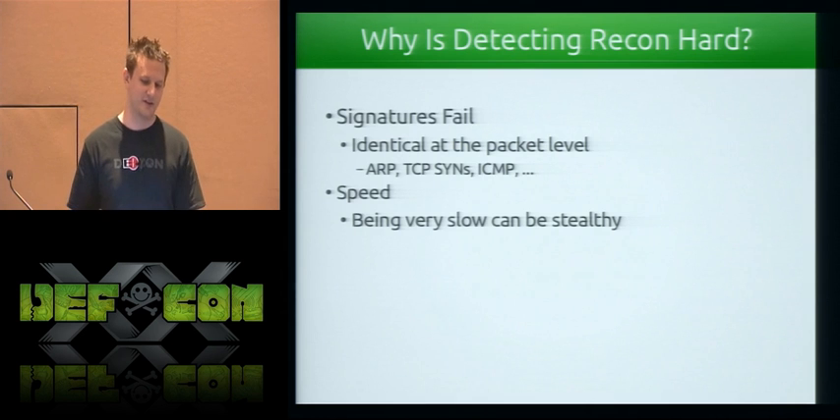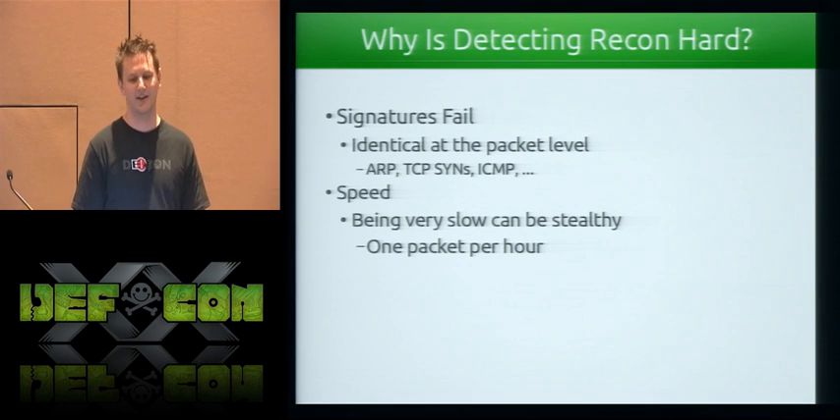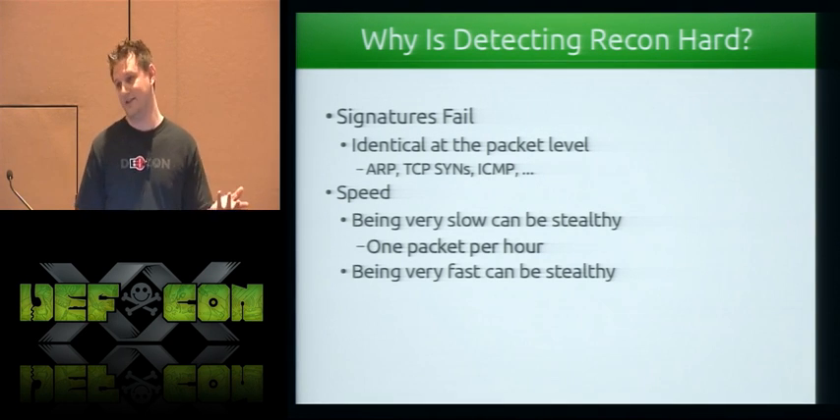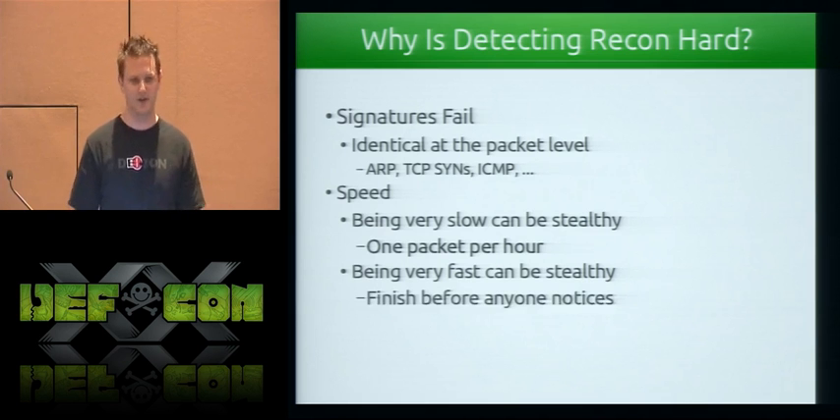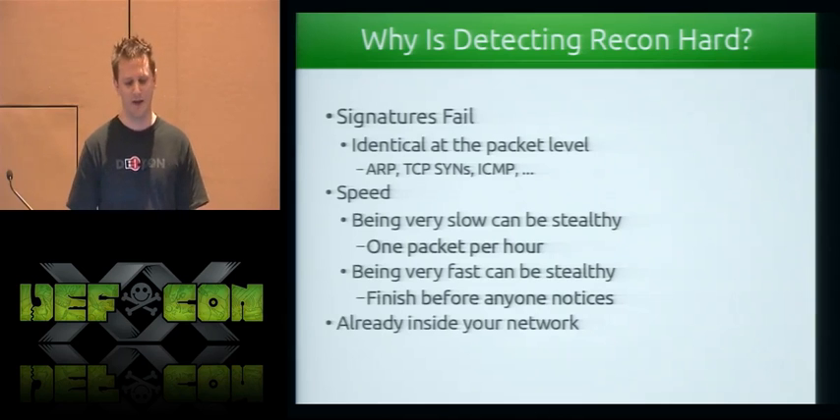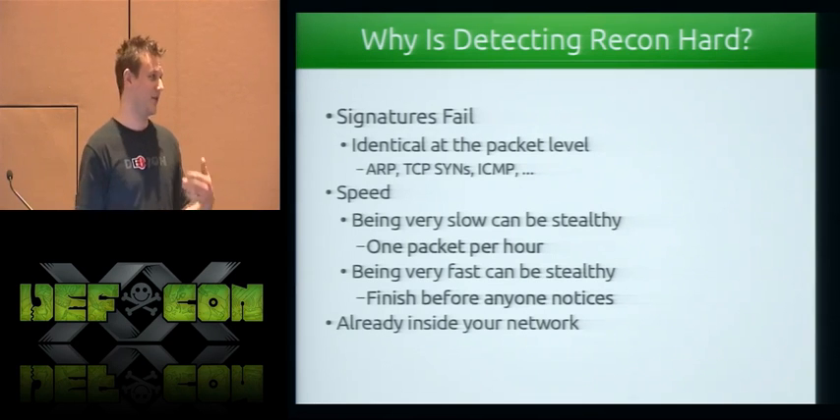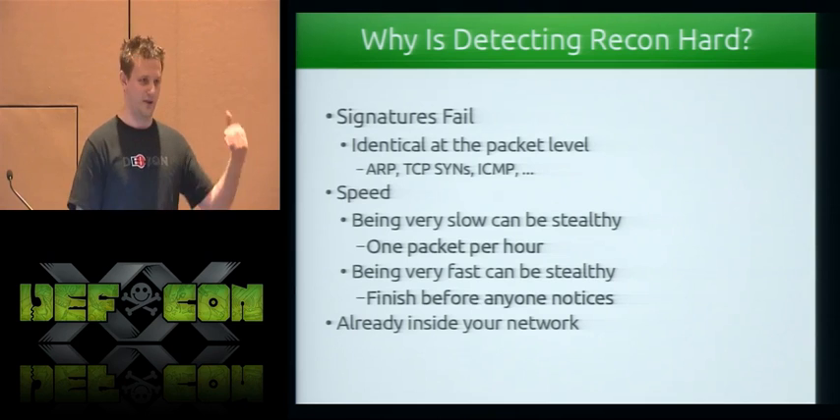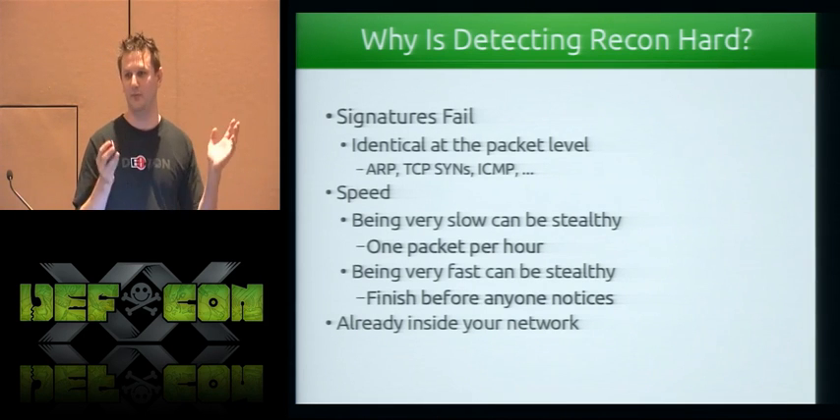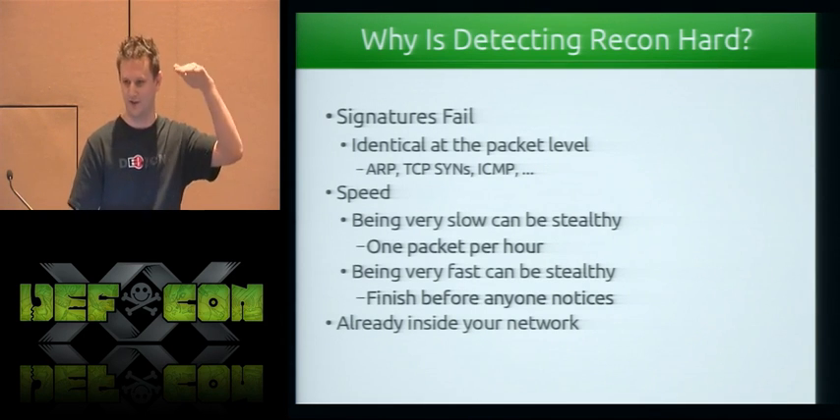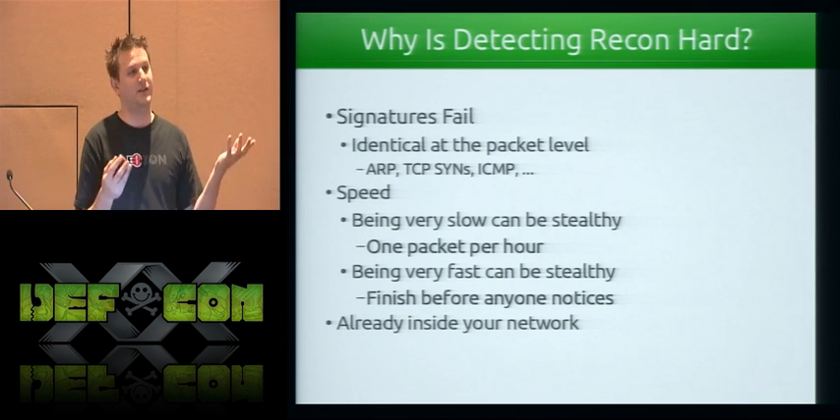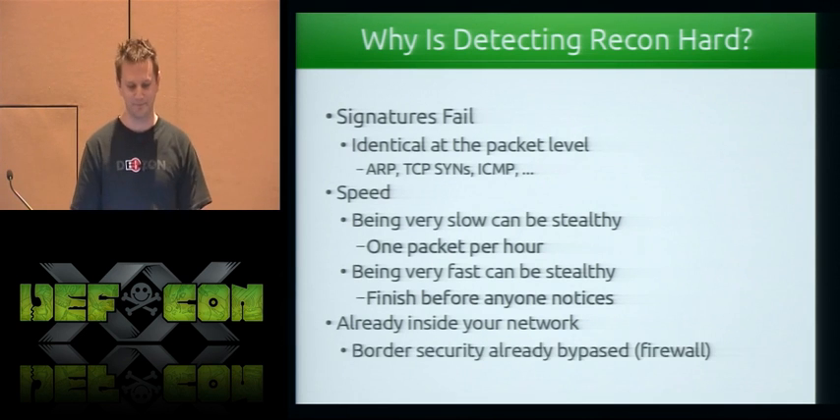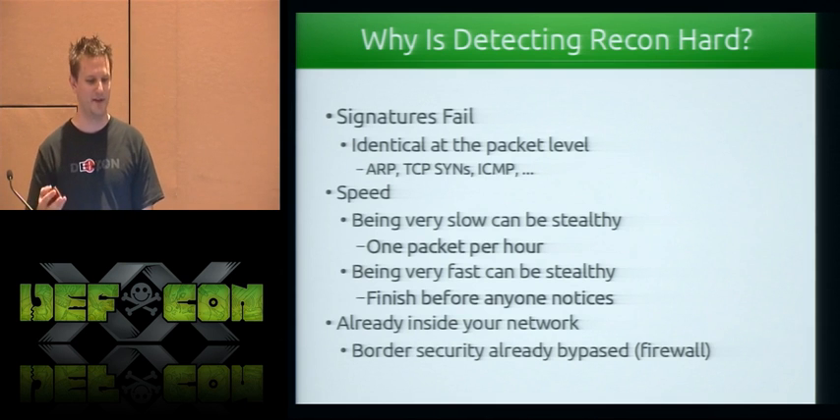Some other reasons that it's hard is that speed is an issue, right? You can be really, really slow, and that can be stealthy. You can send a packet a day or something like that. Or you can be really, really fast and call that stealthy and just finish before anybody notices. There's not really any rhyme or reason. There's not any speed that reconnaissance has to be at. And also the guy is already inside of your network, right? So your border security is kind of completely pointless. Even if you did have some awesome signatures at the firewall at the top of your network, it just wouldn't be any good because it's not going through that machine. So yeah, your border security is already bypassed.